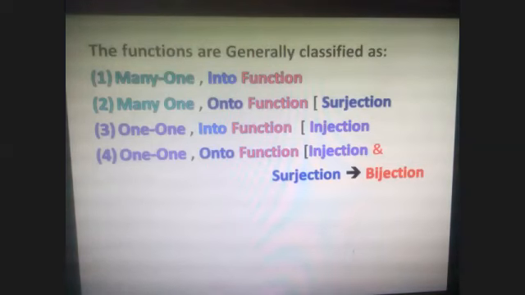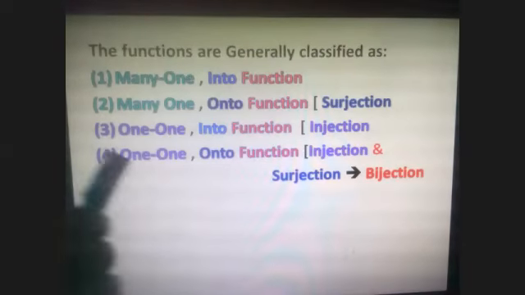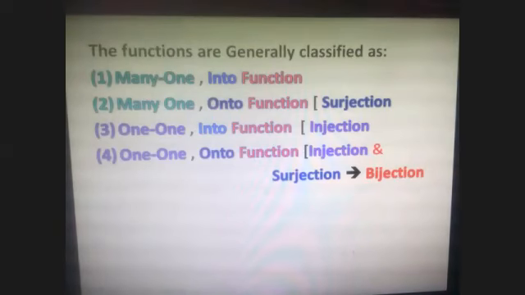Once it is onto, we call it surjection. So many-one onto is also known as surjection. One-to-one into is again injection. So it could be one-to-one into or one-to-one and onto. One-to-one and onto is surjection and injection. That means it is a bijection. So take care of these names. We'll be using them earlier and later.